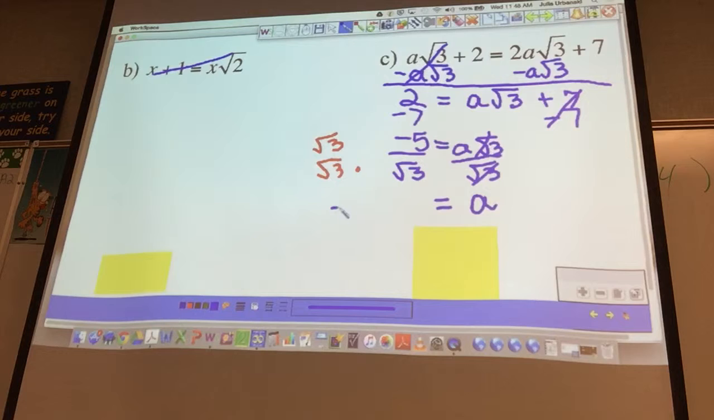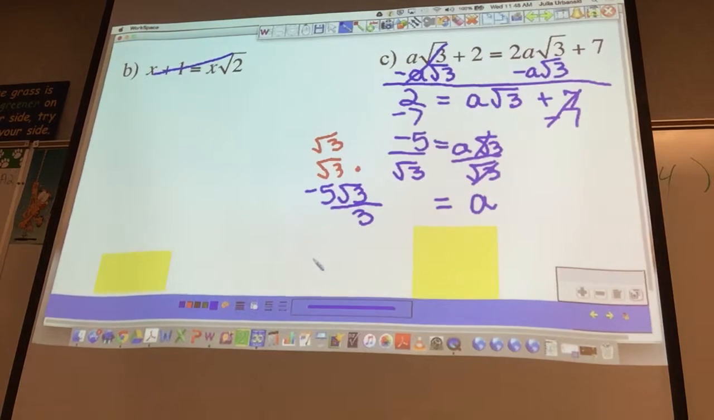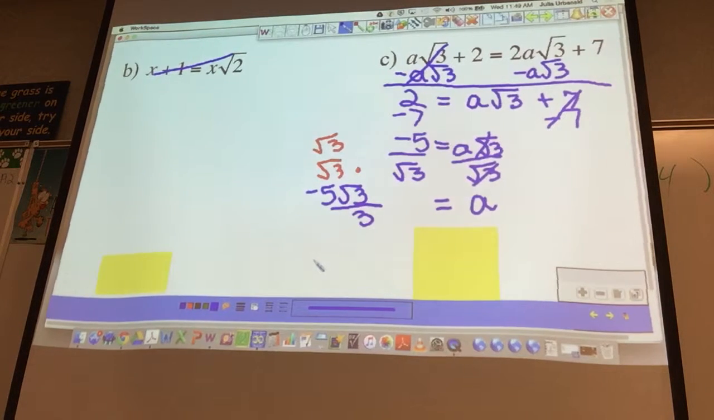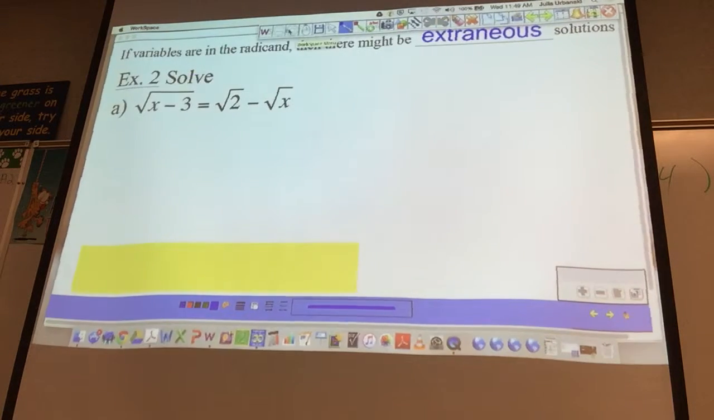So we end up with, on top, negative 5 times radical 3, and on the bottom is just 3. That's what your answer would look like. There's no plus, so you don't have to do the opposite sign. You only have to do that when the bottom has something plus a radical or minus radical. Reduce if you can, but nothing can reduce. Questions? All right. These next two, I'm going to go through kind of slowly, just make sure you've got the idea. But the thing is, sometimes you can get an answer that doesn't actually work. Fill that in. That's called extraneous.